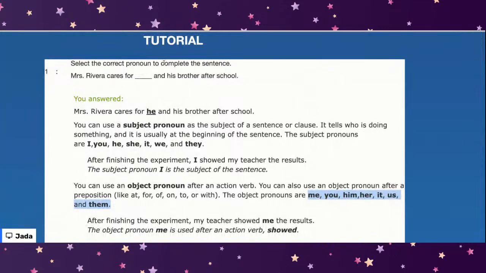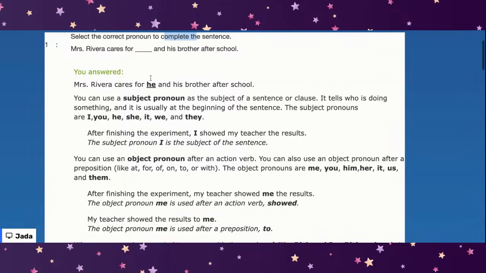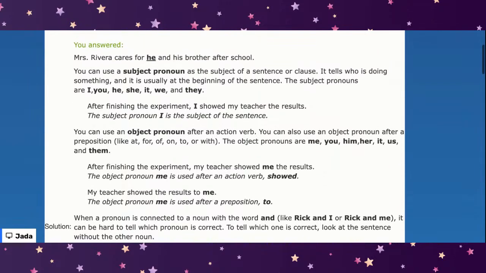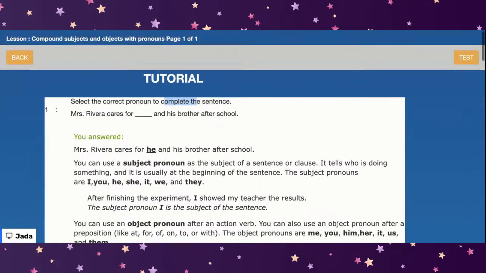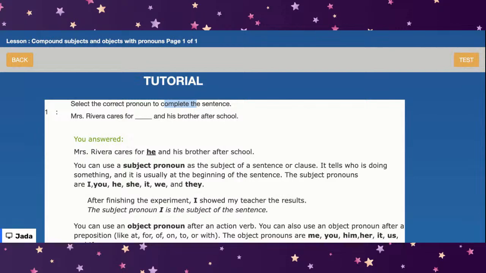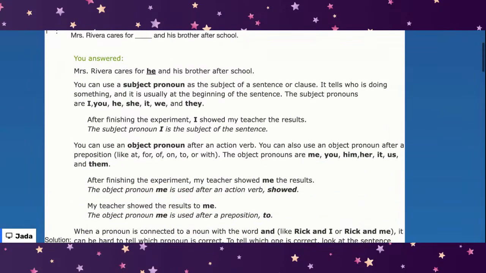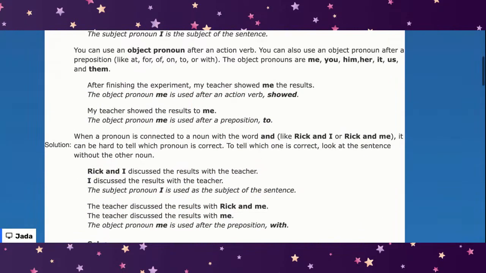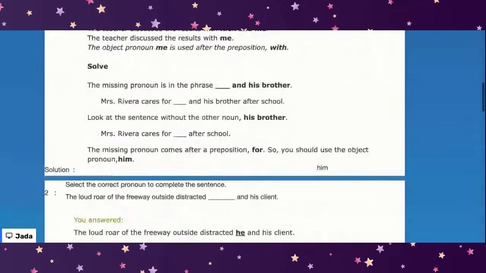Select the correct pronoun to complete the sentence. Mrs. Rivera cares for Dash and his brother after school. Here you use the pronoun to make the sentence on its own. So it will be: Mrs. Rivera cares for him and his brother after school. Okay, so the object pronoun is him.